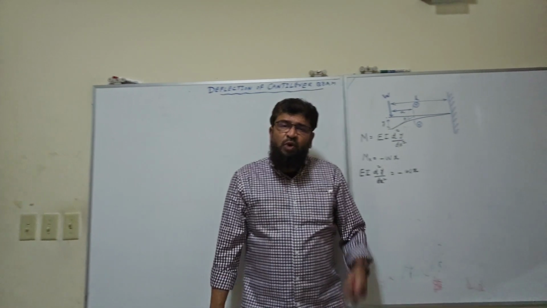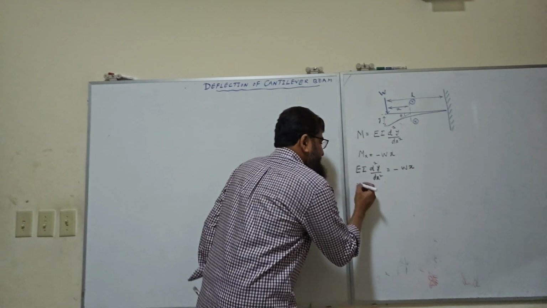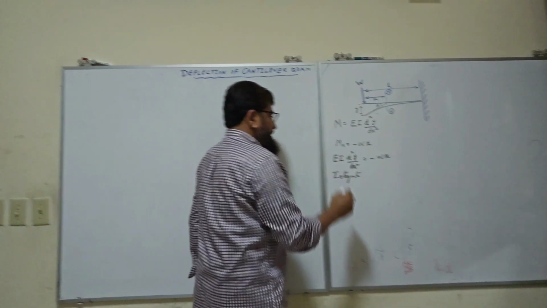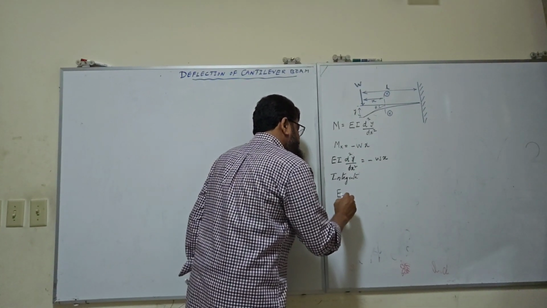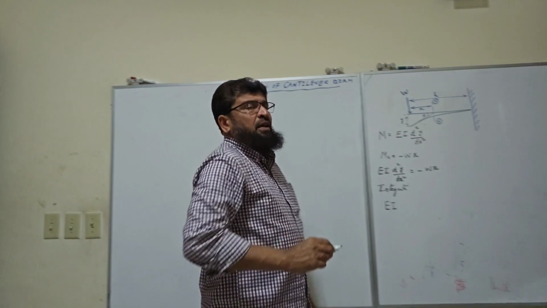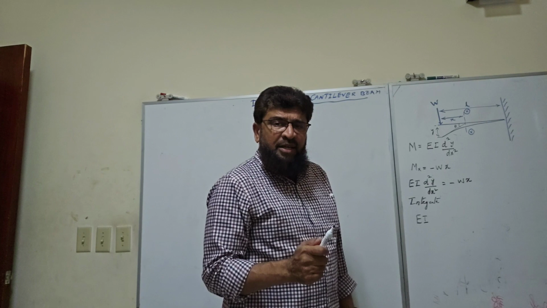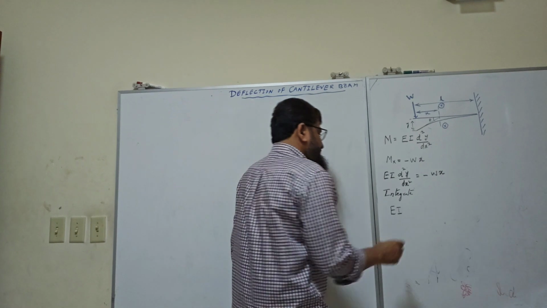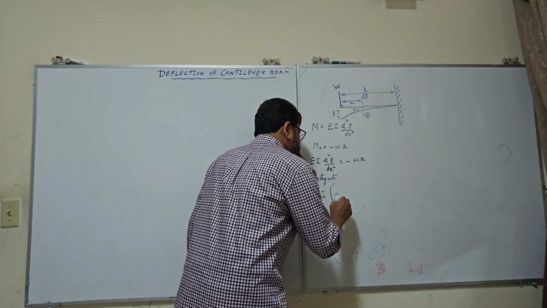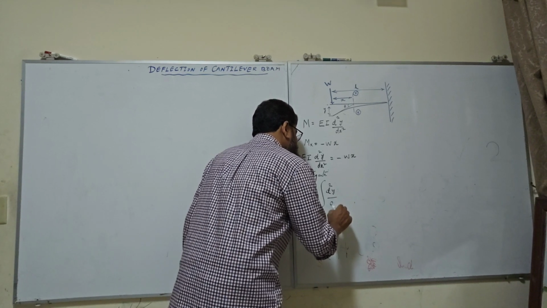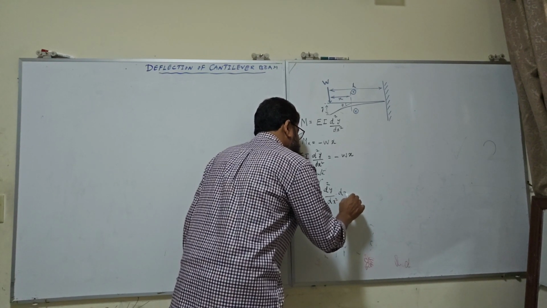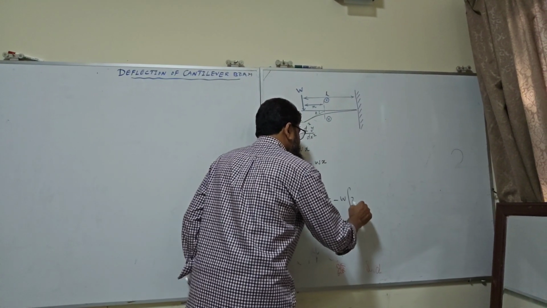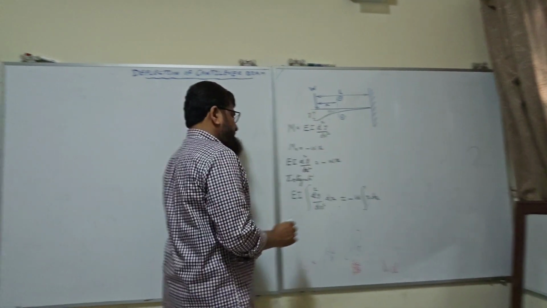Now what I will do? I will integrate this. When I integrate, what do I get? EI is constant. E is Young's modulus, which is the property of the material, and I is the area moment of inertia. It depends upon the cross section of the beam. EI into integral of d square y by dx square into dx is equal to, since W is constant, I will take it out, integral of x dx. So I have this one.